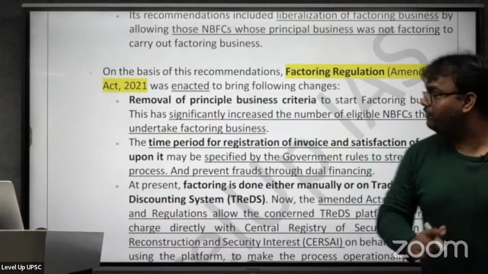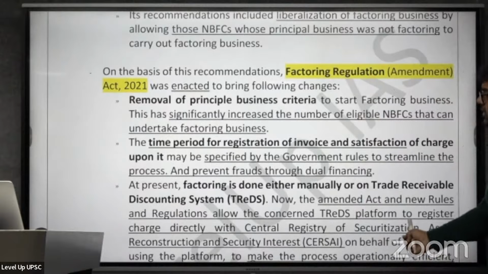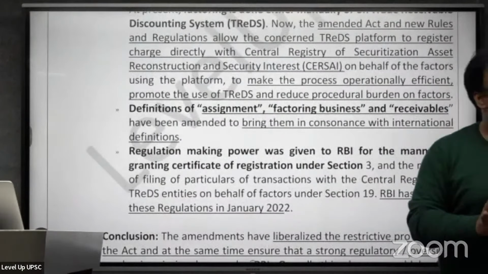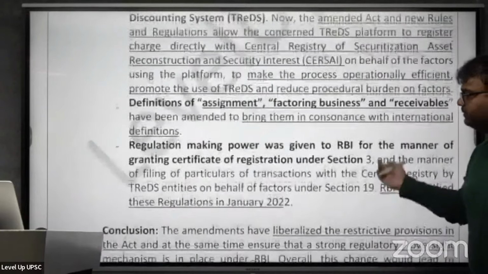It's clear. The first major reform that has happened is this. Other than that, some general reforms have happened. आप एक बार खुद से पढ़ेंगे इसे, आपको समझ में आ जाएगा. But the major issue was this.